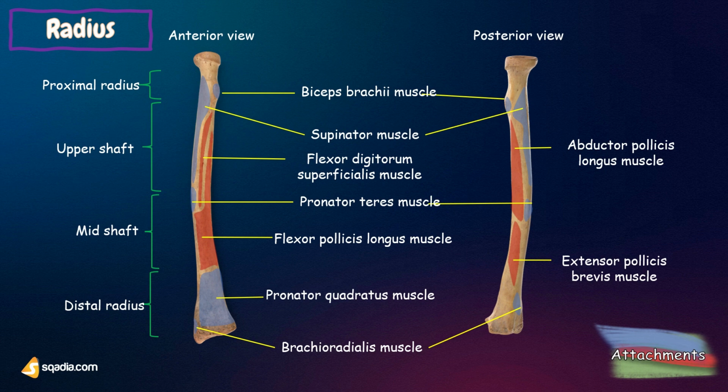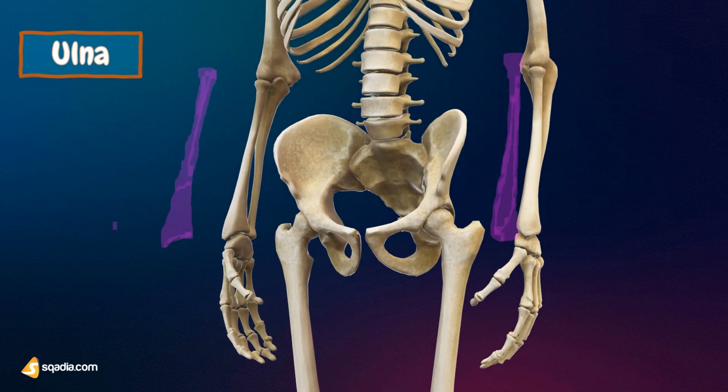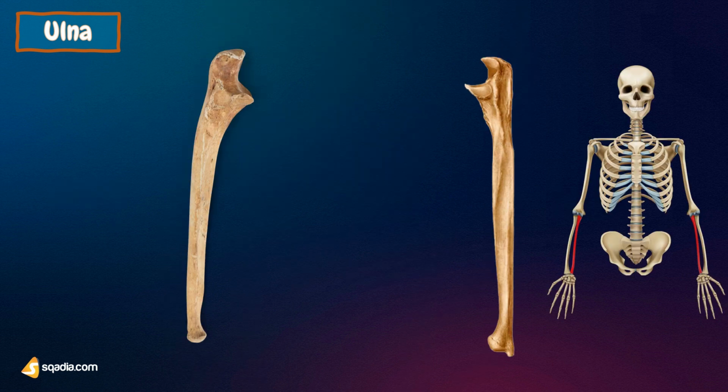Now we will talk about the other bone of the forearm. The ulna is a long bone found in the forearm that stretches from the elbow above to the wrist bones below. It runs parallel to the radius, which is the other long bone in the forearm. The ulna is the medial bone of the forearm and is homologous with the fibula of the lower limb.